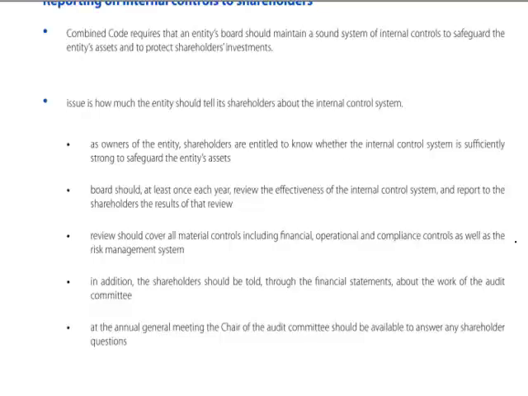And one of the things I said, I must have said it 20 times a day, was that the board should maintain a sound system of internal controls, over and over again, in order to safeguard the assets and protect shareholder investments. The issue is how much the entity should tell its shareholders about the internal control system. It's the board who are required to maintain a sound system. The question I'm now asking is, how much should be communicated to our shareholders and other stakeholders about the internal control system?